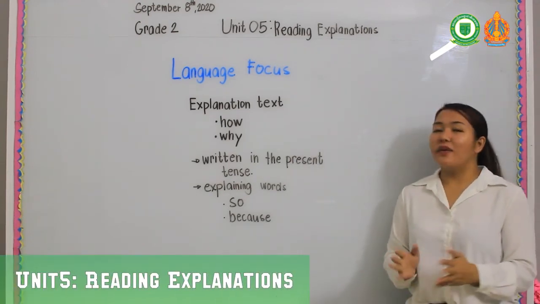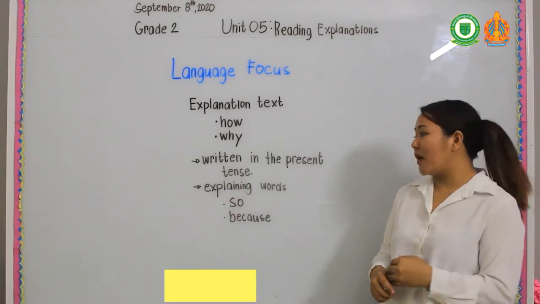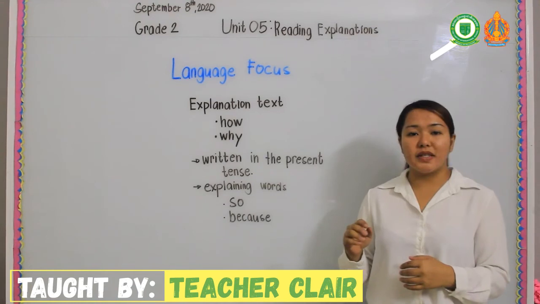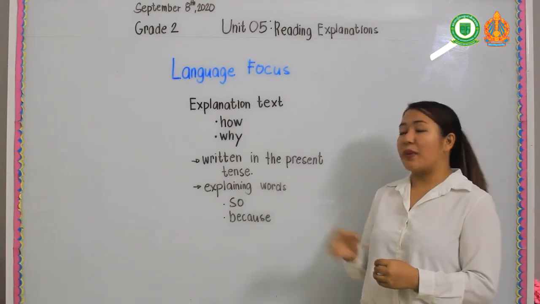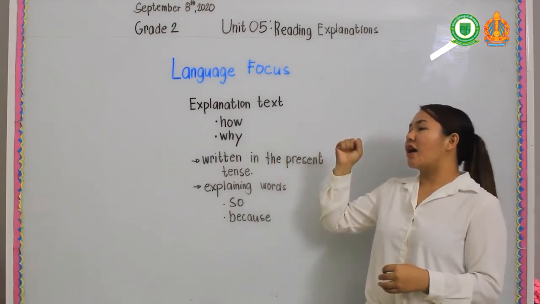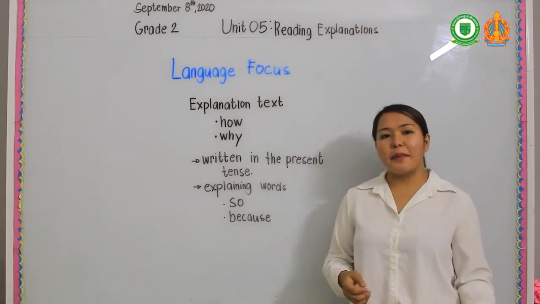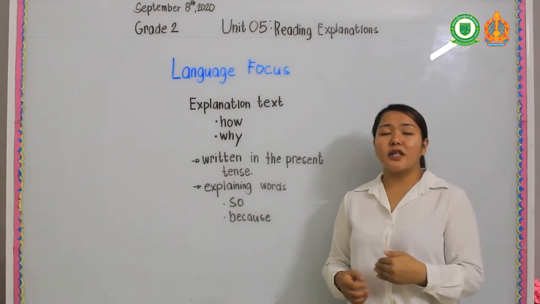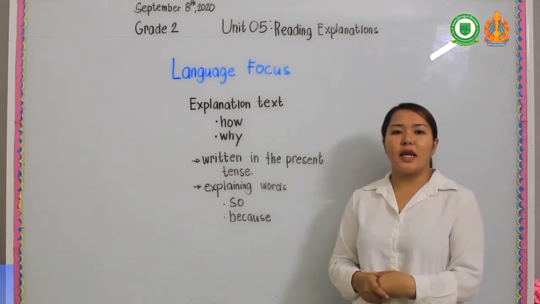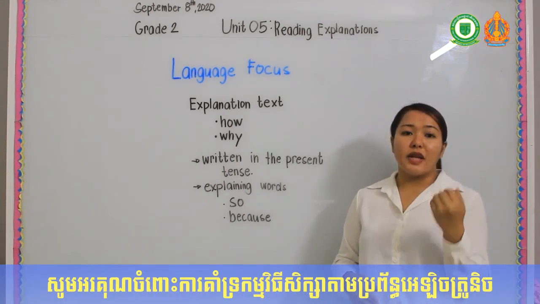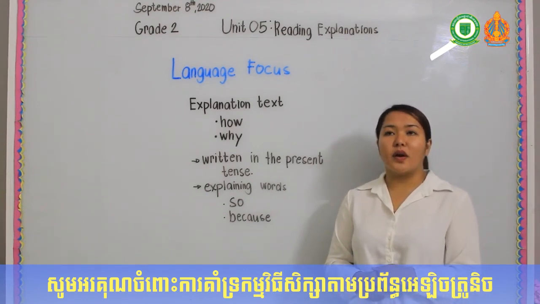Okay, so there you go. That's just a very short presentation for more details about explanation text. So remember, we use explaining words such as so and because. We also write in the present tense, and we are mainly explaining how something works and why something happens. And in explanation, we are aiming to give more information and to let our audience understand what we want to tell them and what we want them to learn.